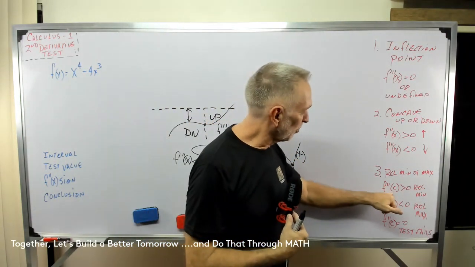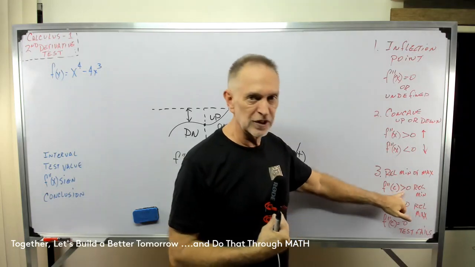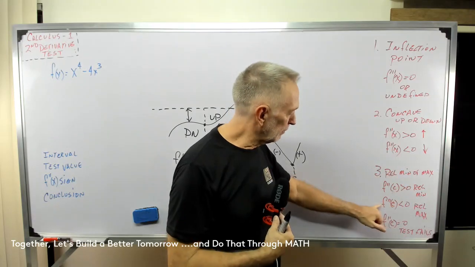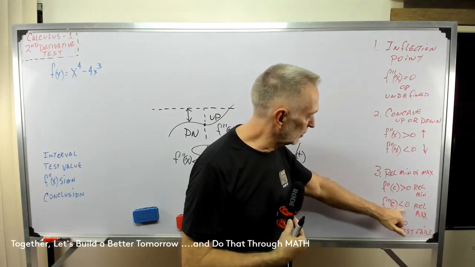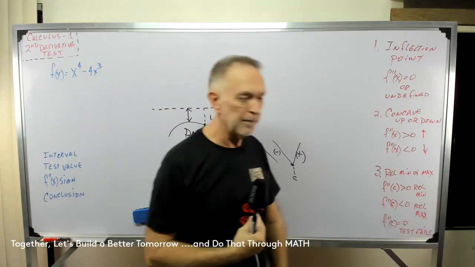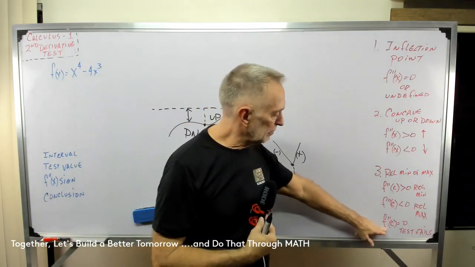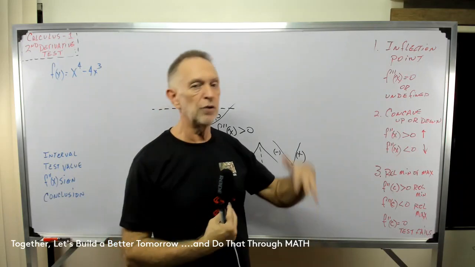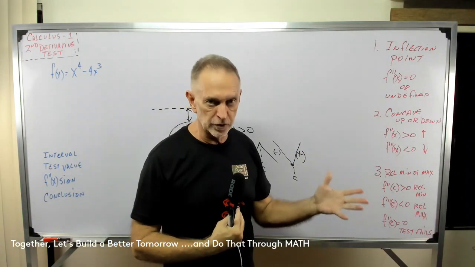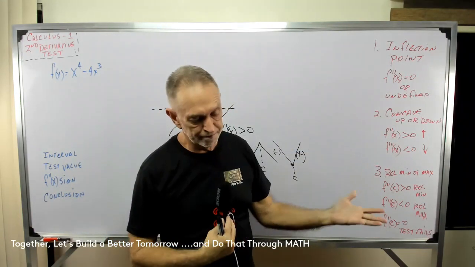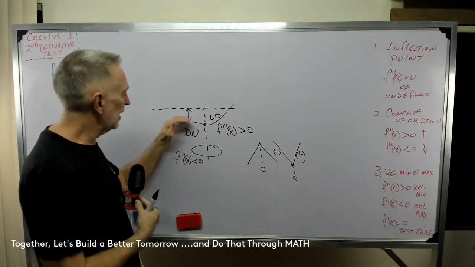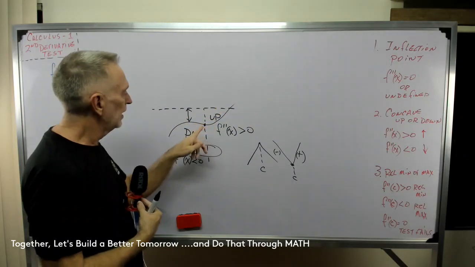If f double prime of c is greater than 0, it's a relative minimum. If f double prime of c is less than 0, it's a relative maximum. If f double prime of c equals 0, the test has failed and you need to revert back to the first derivative test. Okay? However, for me personally, I like to look at the concavity and the inflection point.